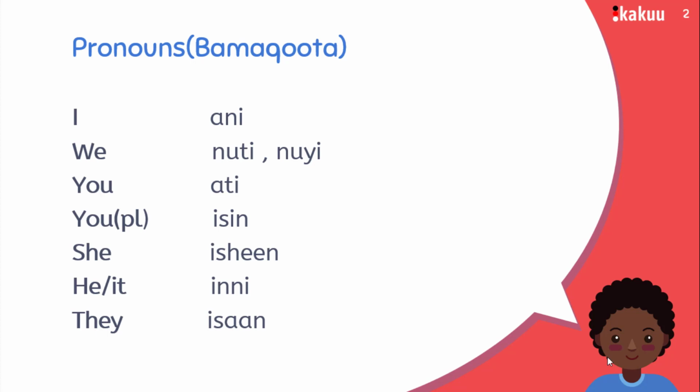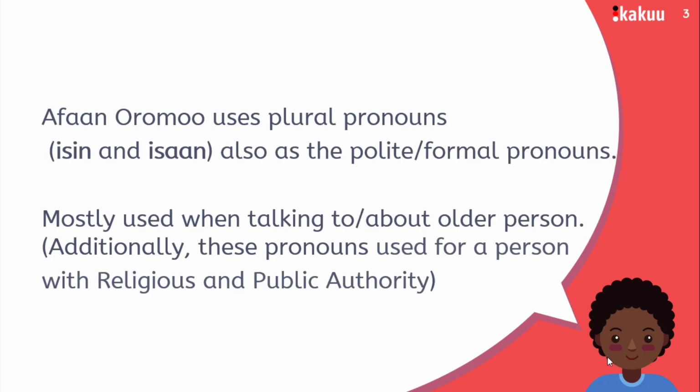they, isaan. Afaan Oromoo uses plural pronouns such as isin and isaan as polite or formal pronouns of reference. We mostly use this type of formal pronouns when talking to or about an older person. We can also use these pronouns in reference to or about a person or persons with religious and public authority.